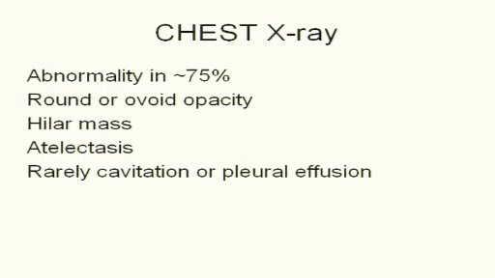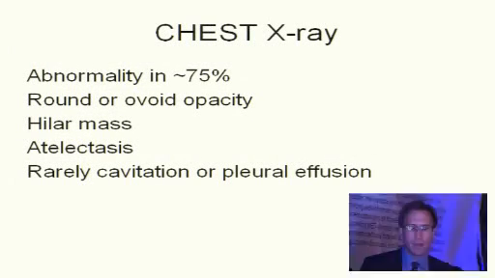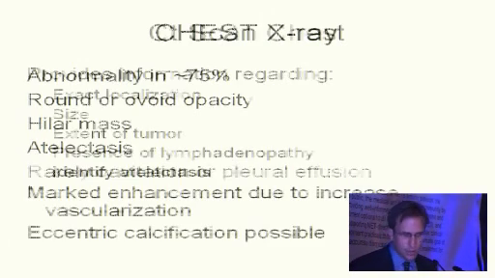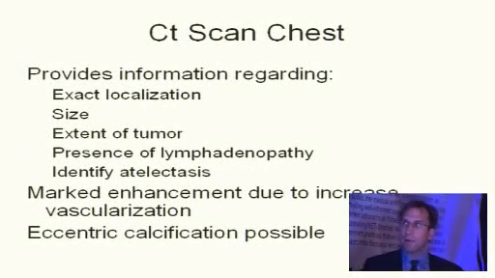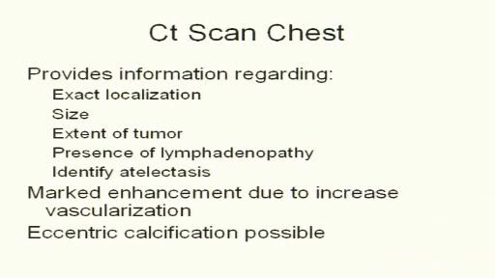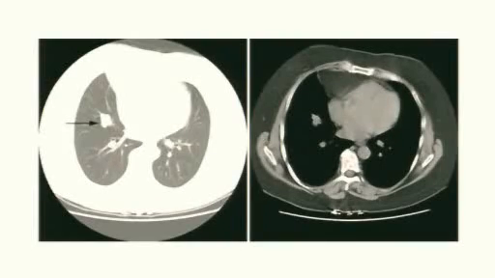So there's an abnormality in 3/4 of the patients on the chest X-ray. It can be just an opacity, or it can also be a mass, and you can have atelectasis or, rarely, a cavitary lesion. CT scan helps us to determine the exact localization of the tumor, the size, and if there's presence of lymph node metastasis. Classically, those tumors are enhanced with contrast injection, and you can also have classically eccentric calcification, or possibly. And again, another image of the CT scan here.